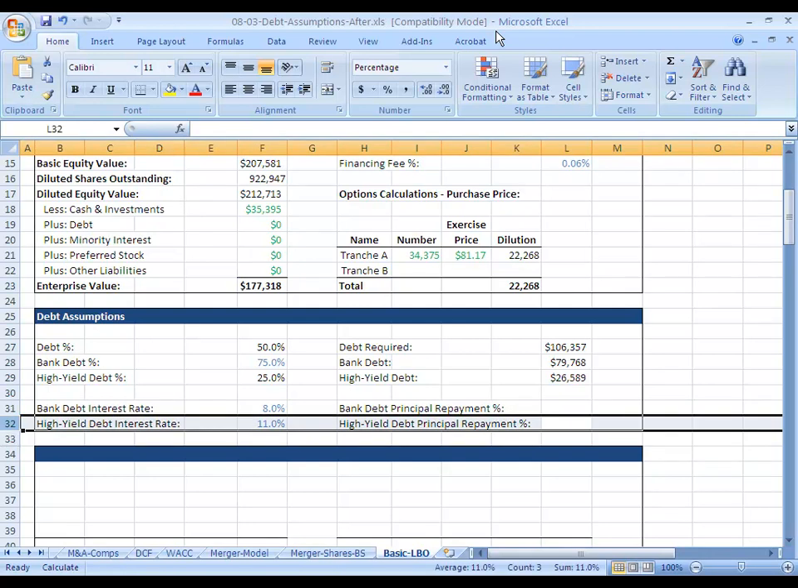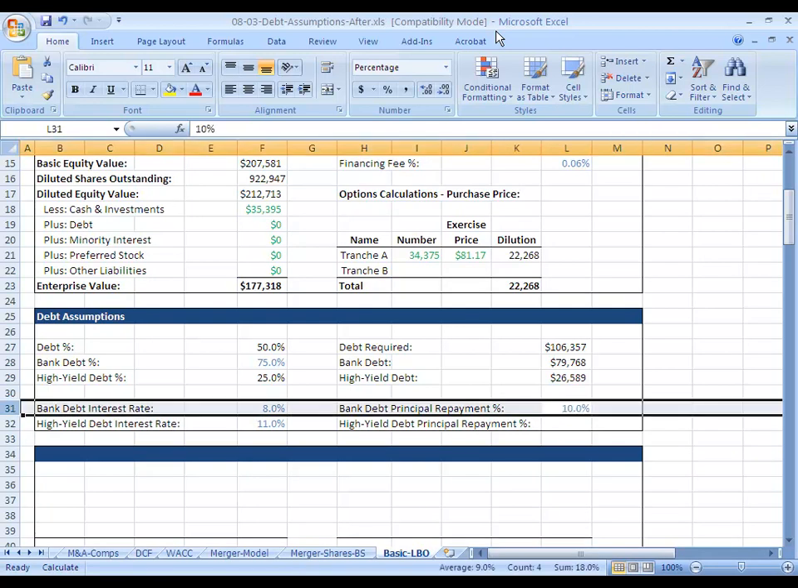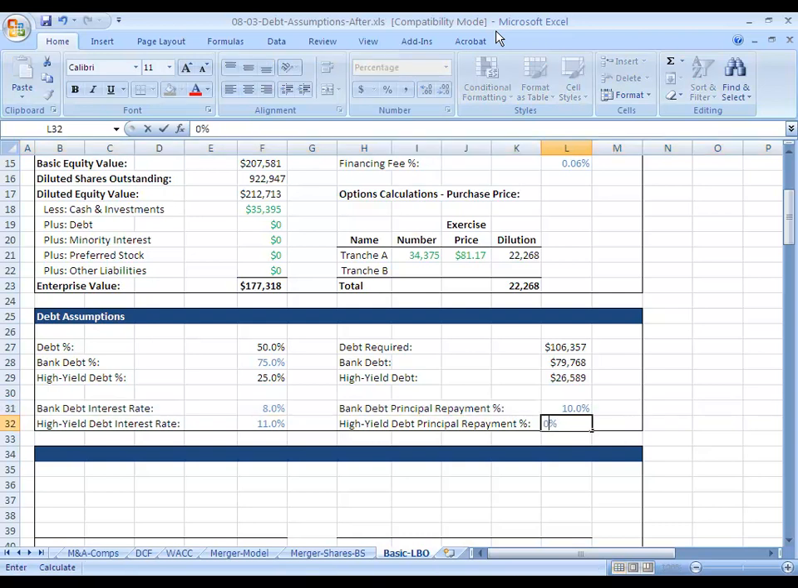So for the bank debt, I'm going to enter in 10% right here. We're going to assume that this loan lasts for 10 years and 1/10 is paid off each year. For high yield debt, I'm going to enter 0% to reflect the fact that with high yield debt, nothing is actually being repaid each year and everything is due at the end instead. So with those last assumptions in place, we're pretty much done now with our treatment of debt, at least for this point in the model.